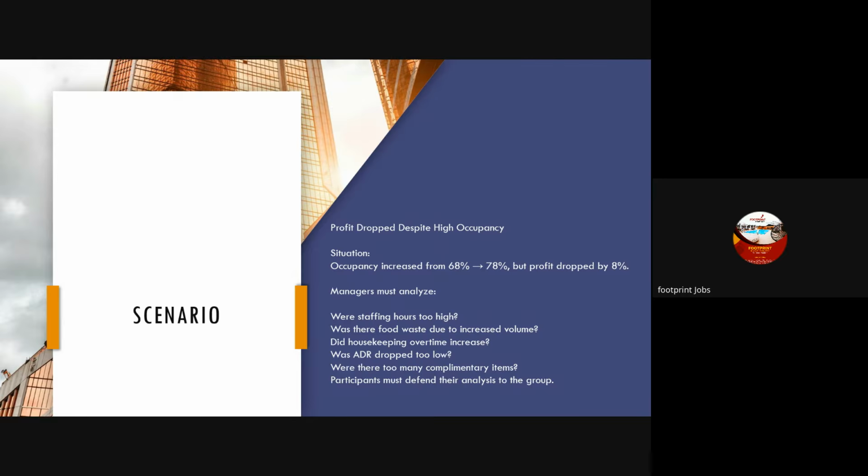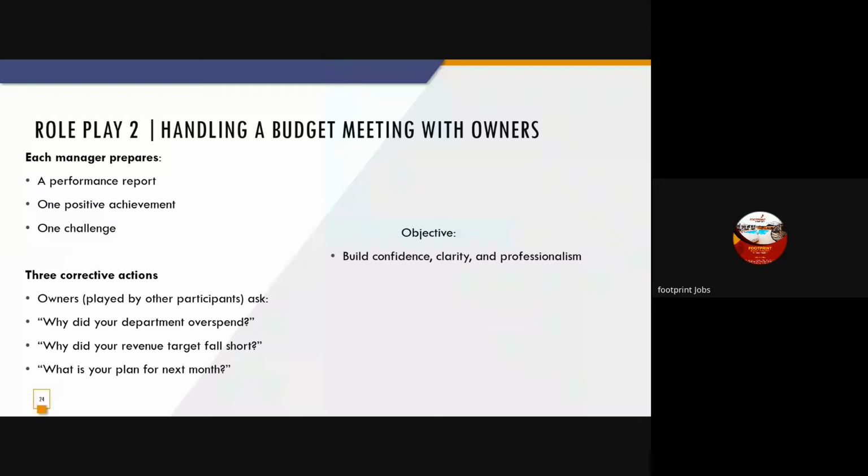Now, put this together. Take this analysis, put it together, and in the next classes that we'll be doing, give us instances where you feel any of this actually affected the profit. What do you think? Analyze it with respect to your brand. What do you think would affect the profit, even when occupancy has increased?